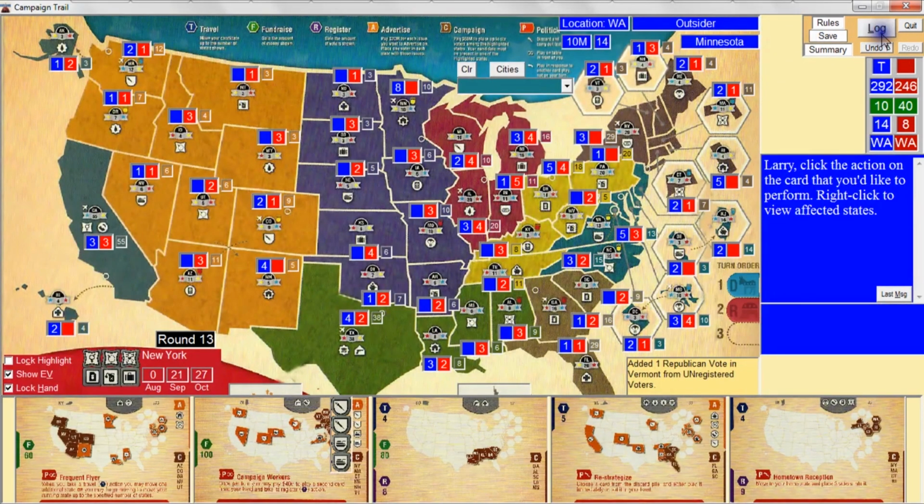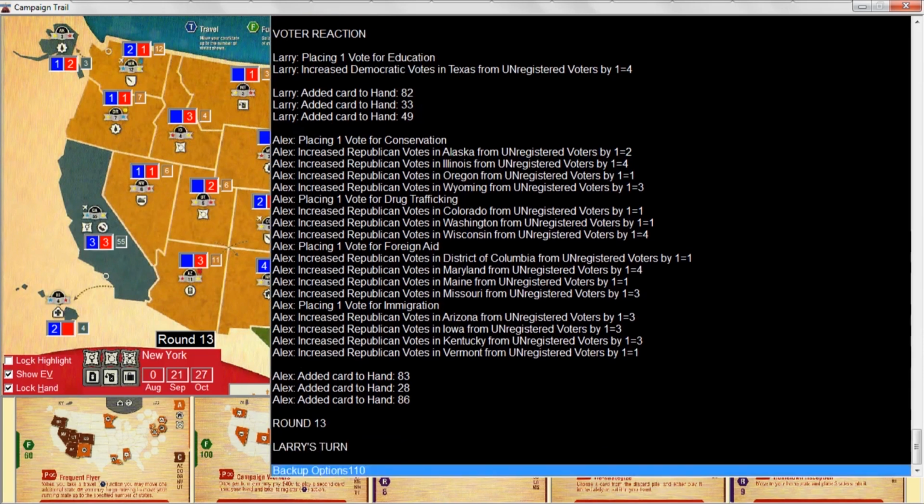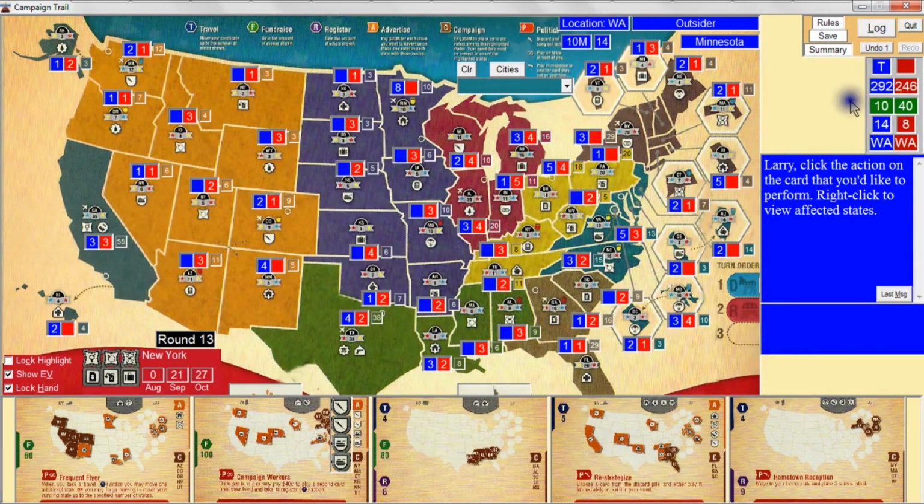So let's take a look at the log and see. So here we are, voter reaction. Larry placed 1 vote for education, increasing Democratic votes in Texas. So he basically just strengthened his lead there. Then he refreshes his hand back up to a size of 5 cards. So he draws 3 cards. And then Alan gets to place 1 voter in conservation, drug trafficking, foreign aid, and immigration, which affects all of these states. So going into round 13, Larry still has a strong lead, mostly because I grabbed Texas. So it's 292 to 246.